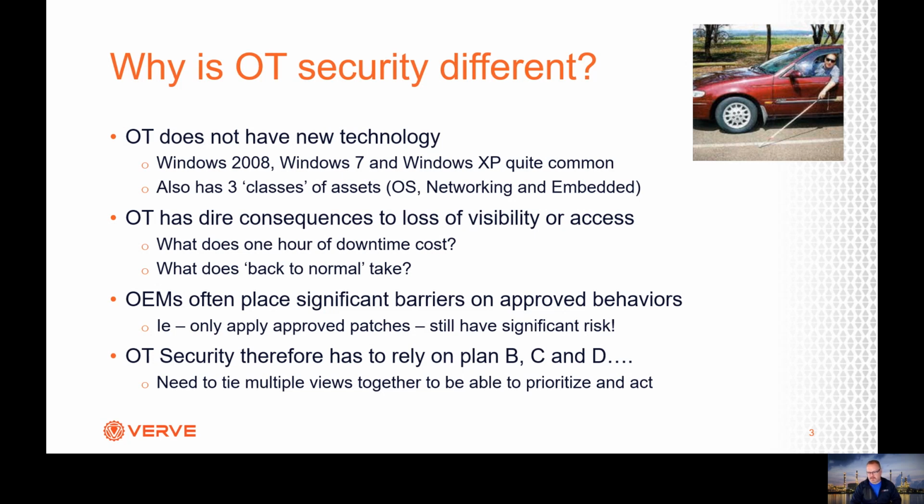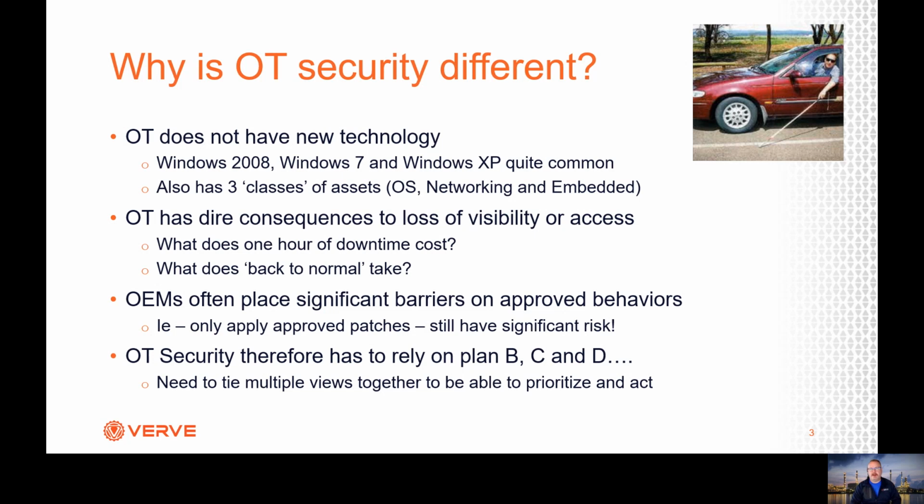OT also has dire consequences to loss of visibility or access. So the stakes are higher. We can't try things, and if something breaks or falls apart, we can build it back up without significant consequence in many cases. Not always, but there is significant risk. So understanding what we have and how we're handling it is a key component to making sure we ensure safe, expected, reliable operations.